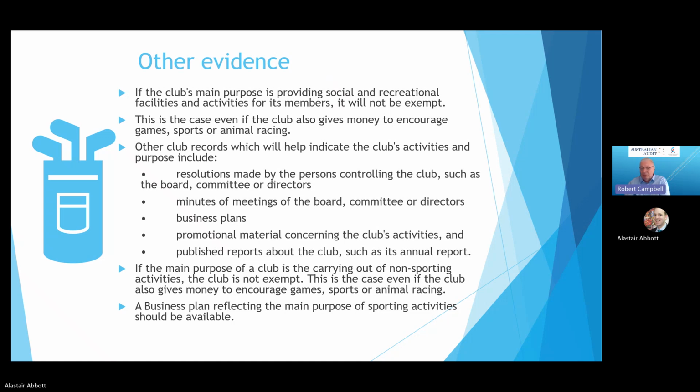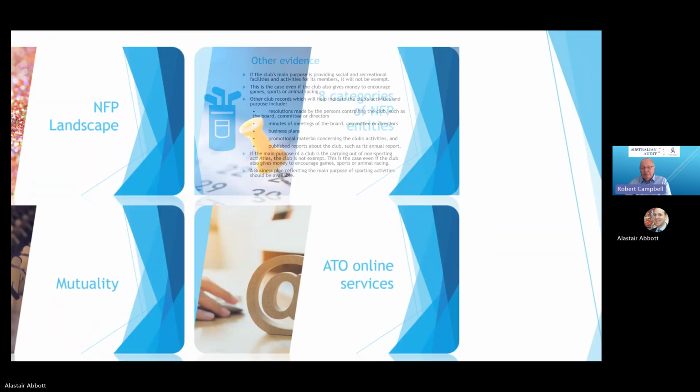Resolutions made by those controlling the club, the board, committees and directors, minutes of meetings, business plans, promotional material, published reports. If the main purpose of the club is carrying out non-sporting activities, the club isn't exempt. This is the case even if the club gives money. A business plan reflecting the main purpose of the sporting activity should be available. So you can have other sources of evidence even if there's a problem with the Constitution. Next slide, please, Al.